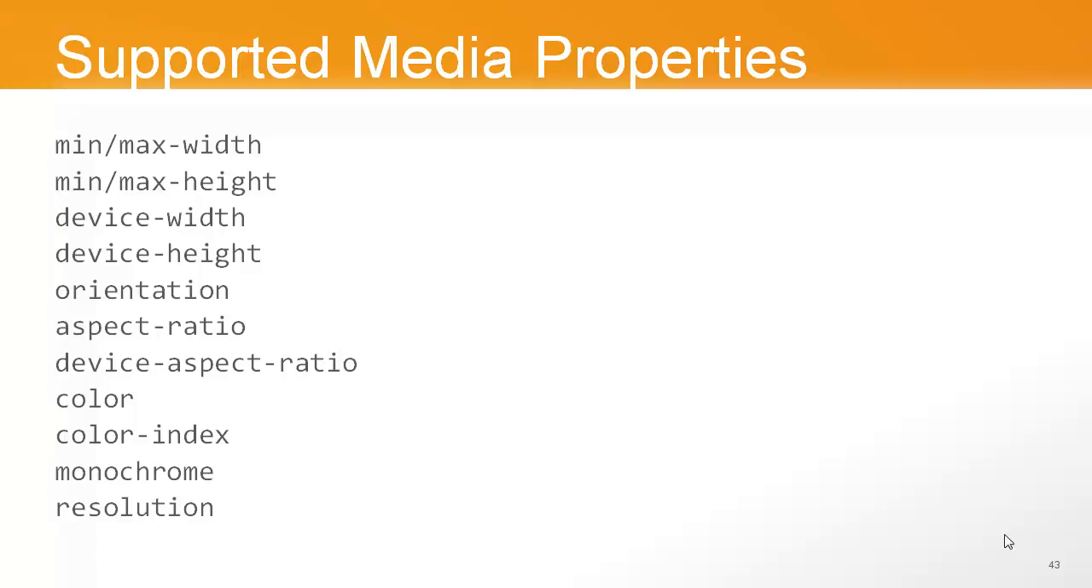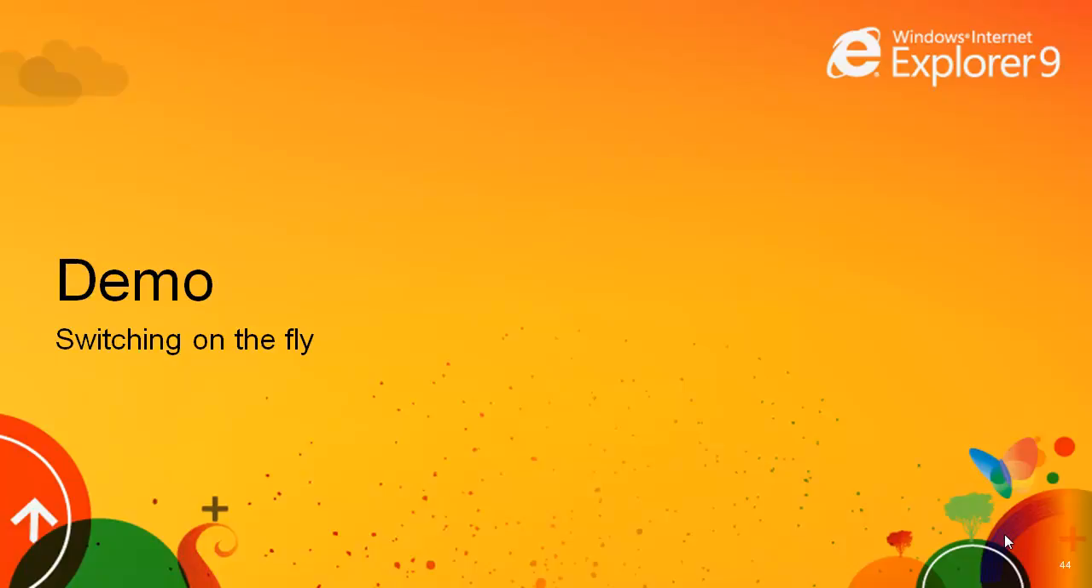Here are some supported media properties. So you have the min and max width, device width, device height, orientation, aspect ratio, device aspect ratio, color index, monochrome, and resolution. Monochrome is very important specifically for e-readers nowadays that have some browsing capabilities. So some of these things you can take advantage of on your devices.